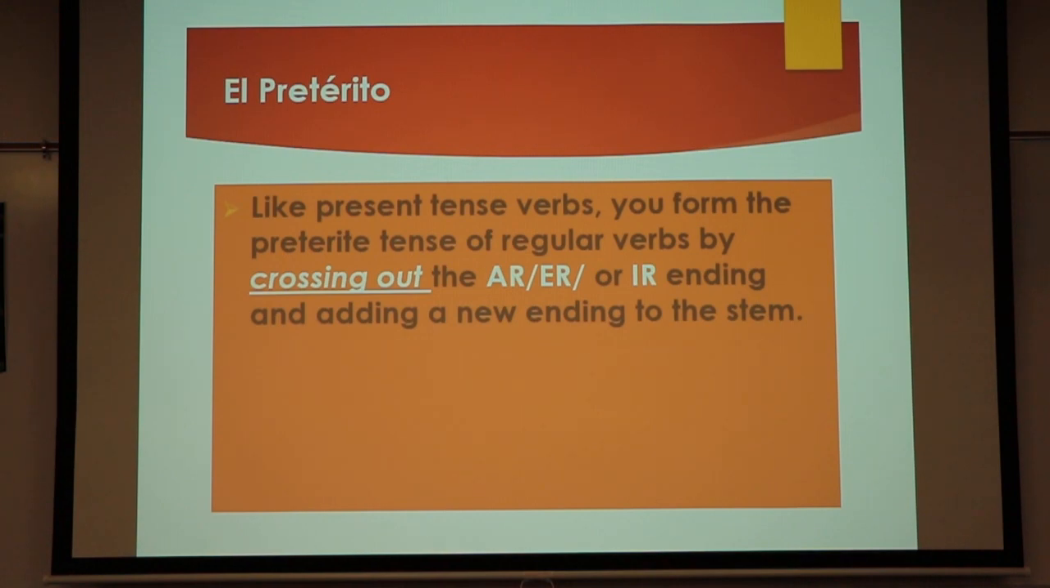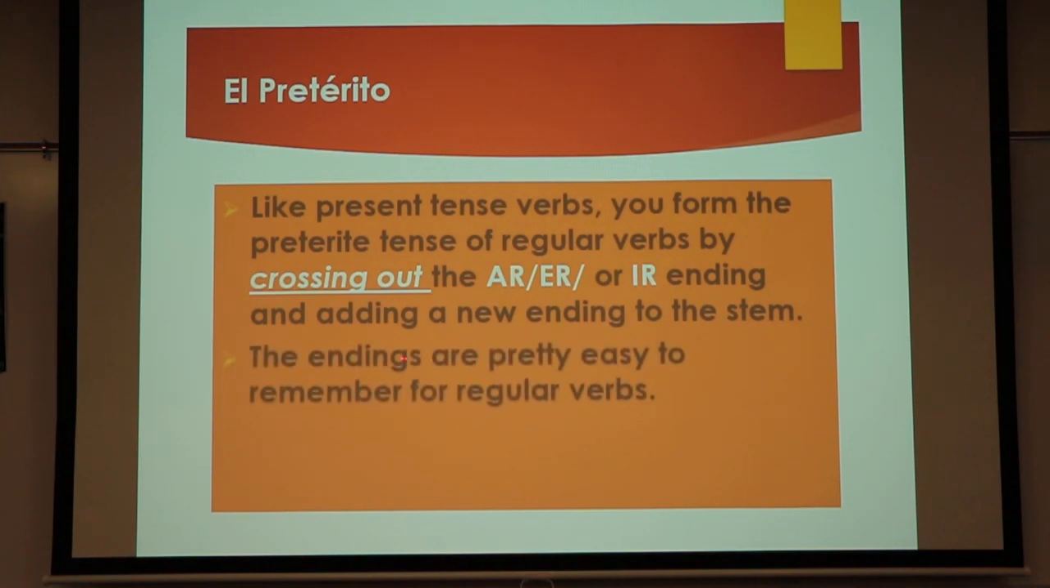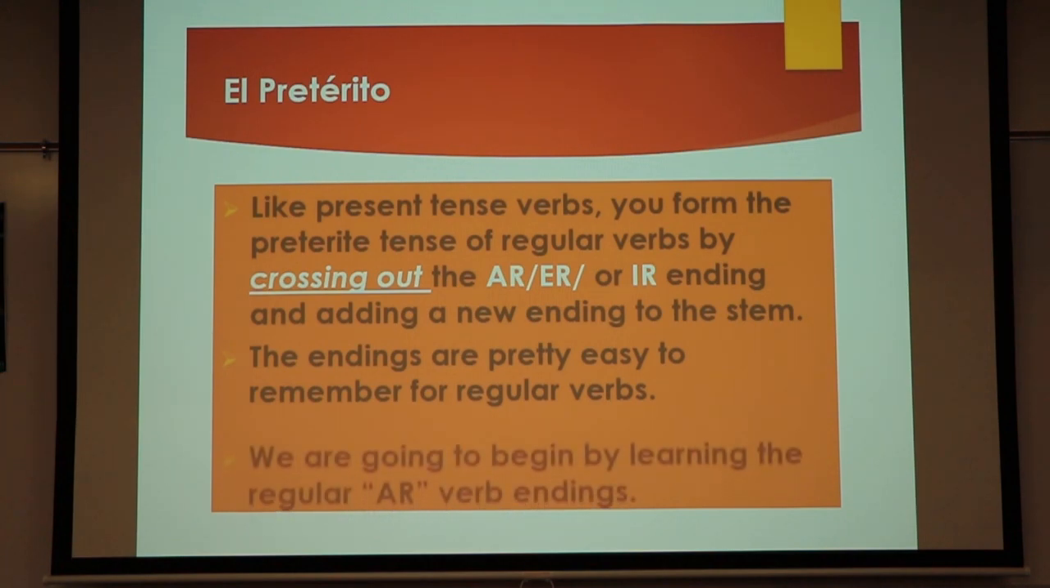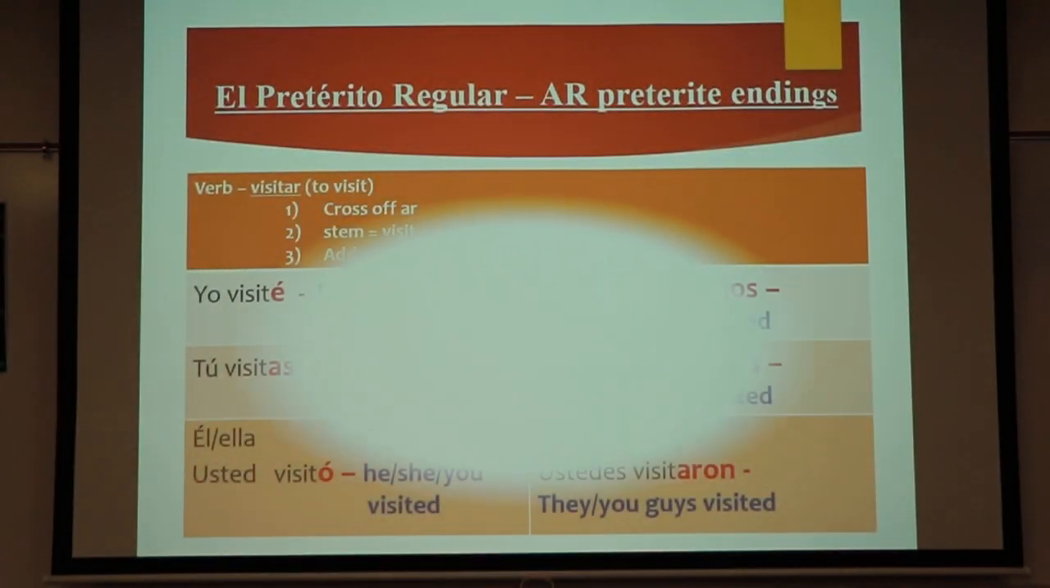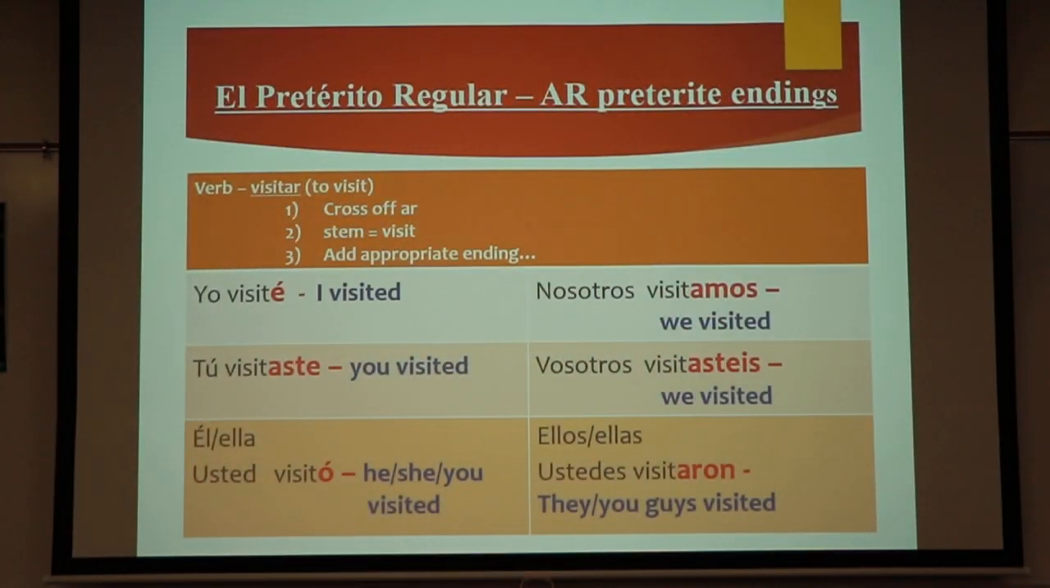Like present tense verbs, you form the preterite tense of regular verbs by crossing out the AR, ER, or IR ending and adding a new ending to the stem. The endings are pretty easy to remember for regular verbs. We are going to begin by reviewing the regular AR verb endings. So we got here el pretérito regular, AR preterite endings.